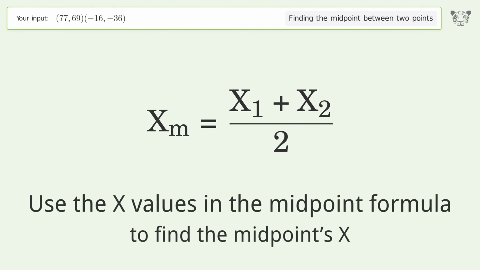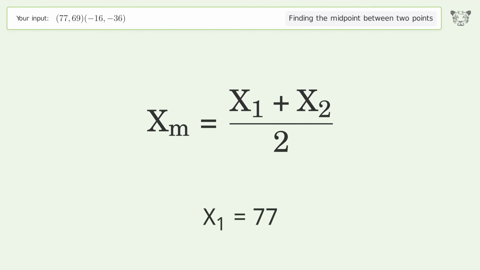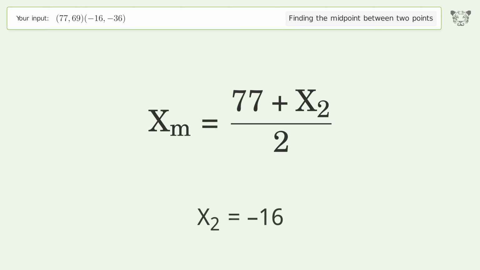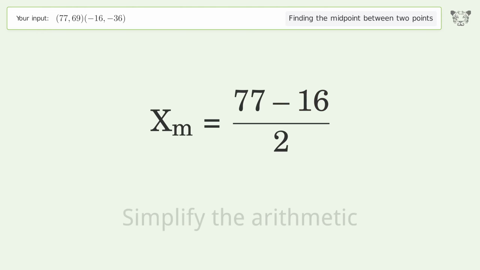Use the x values in the midpoint formula to find the midpoint's x. x1 equals 77. x2 equals negative 16. Simplify the arithmetic.